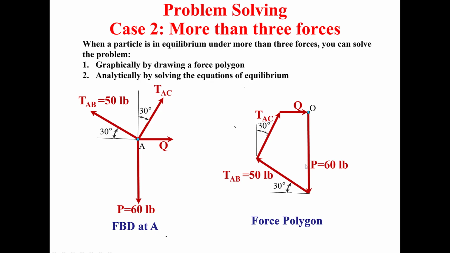And once I solve this graphically, and I measure the length of TAC and the length of Q, I determine the magnitude of TAC and Q accurately, based on the measured dimensions. This is graphically, okay? Now the next solution is to do it analytically, which I recommend. So we recommend, if you have 3 forces, you use the triangle of forces, and for more than 3 forces, it's better to use what? The analytical solution, which I will cover in the next slide.